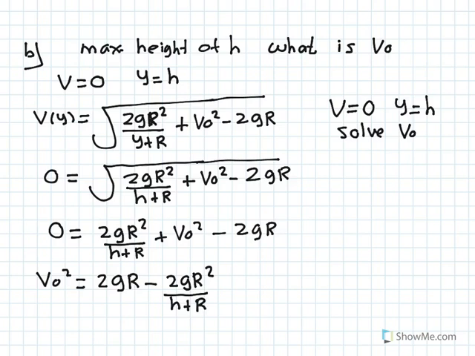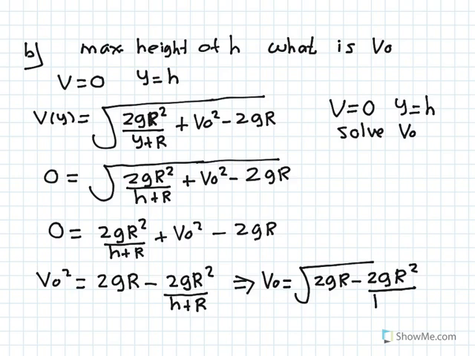Take the square root of both sides and solve for the initial velocity needed to reach a maximum height of h. So v naught is equal to root of 2gr minus 2gr squared divided by h plus r. This is the initial velocity needed for the object to reach a maximum height of h.